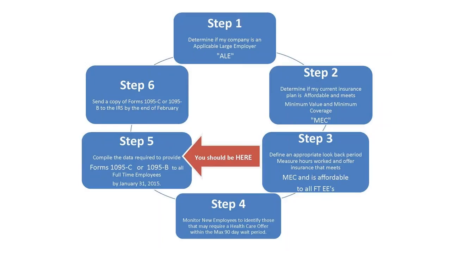Step three, you need to set up all these look-back periods and different things that you need to do to measure those. After you figured out if you're an ALE, now you need to start measuring the employees, and usually that's done on the prior year. So you want to set up your plans. You want to set up your periods, and we'll talk a little more about that.